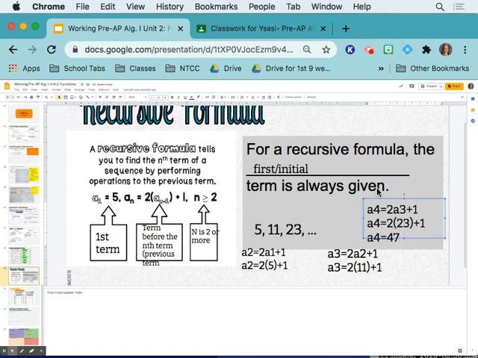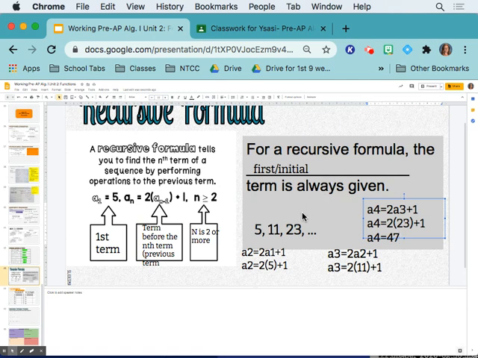The only thing wrong with the recursive formula is I can't say, what is A22? Because I have to know what A21 is in order to find A22. So I'd have to continue to go all the way. But that's why we learned the other formula. This is the formula to just follow along the sequence and to know what operation happened from one term to the next term to the next.